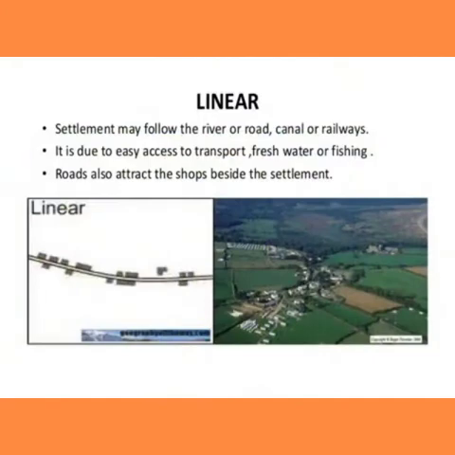So, next is the linear settlement. Linear settlements are those that are formed in a line. Houses, shops, dhabas, petrol pumps and garages develop along the sides of roads, railway lines or river banks. Gradually, these linear settlements grow in size. These settlements gradually develop into trading centers.